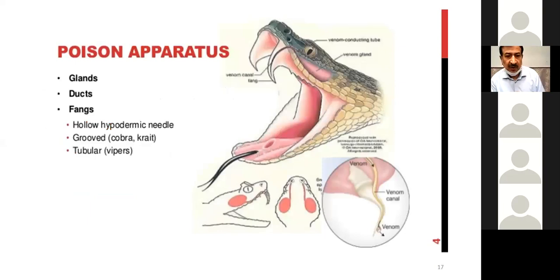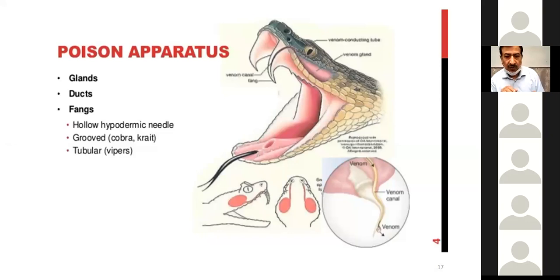Poisonous apparatus in the venomous snake. These are the glands which are present in the shape of the ducts, and fangs are the apparatus which are used by the venomous snakes to attack a target, maybe man, human, or animal.